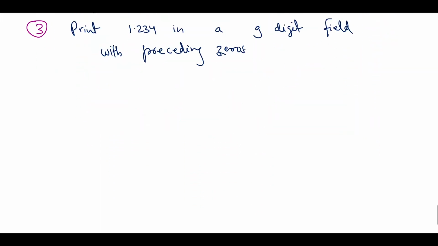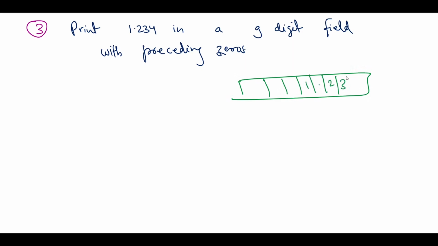Now moving towards third question. I hope you got this question. So there will be 9 fields, something like this, and we will have 1, 2, 3, and 4. So these are basically 5 places, and then there are 4 places. So all these places are 9 places. You have to do something like this. Clear?